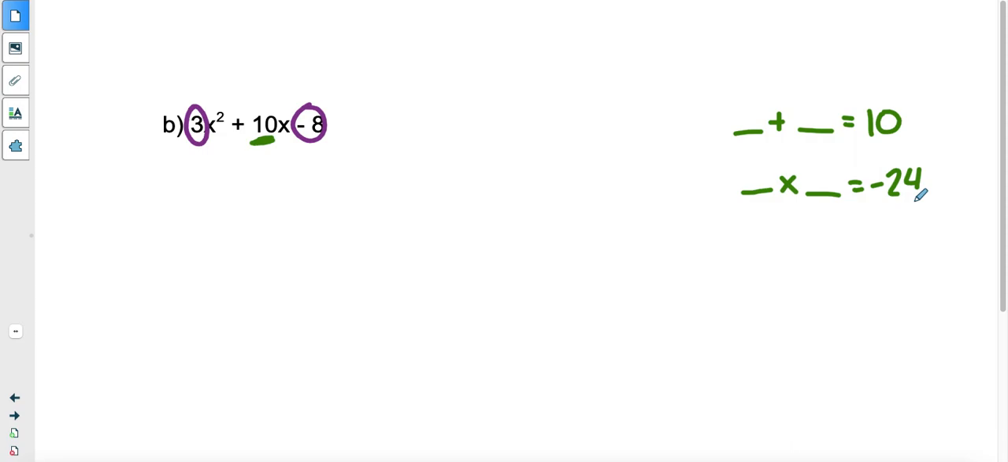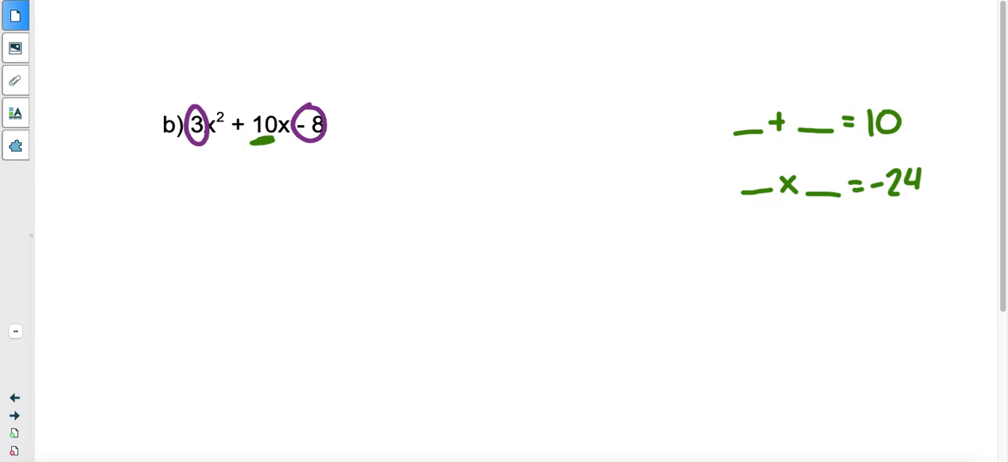And now, I can try different numbers out to see if I can find one that works. So for example, I want to think about, okay, what two numbers multiply to give me negative 24? Well, I could try 8 times negative 3, right? So let's try that. 8 times negative 3 multiplies to give me negative 24, but these do not add to give me 10. So that does not work. And we need to try something else.